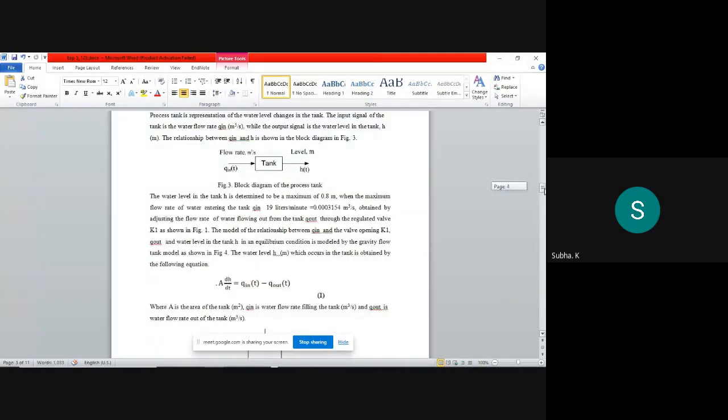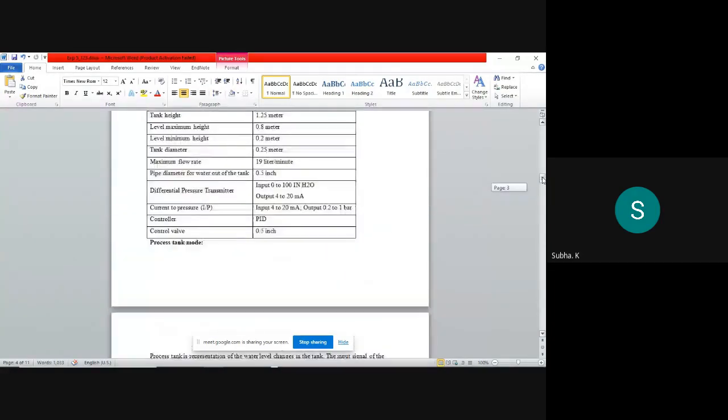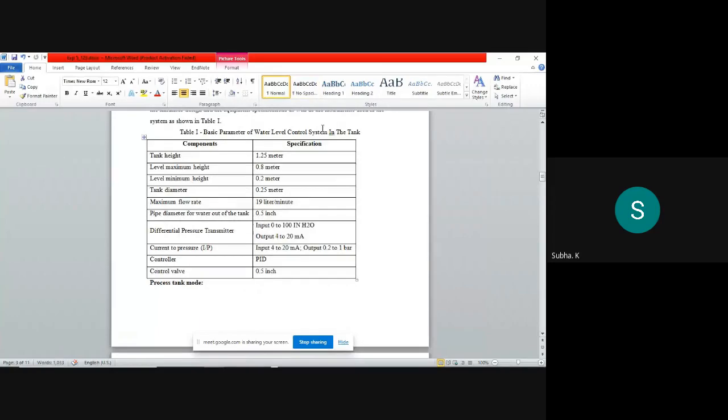What is your input and what is the output for the tank? There is another block diagram given here, R(t) and F(t). Q in represents the flow rate inside the tank, the water flow. And the output is the level of the water that is maintained inside the tank. So H represents your level, and Q in and Q out represent your water flow input and water flow output rate. The tank dimensions are all given here in this big tabular column.